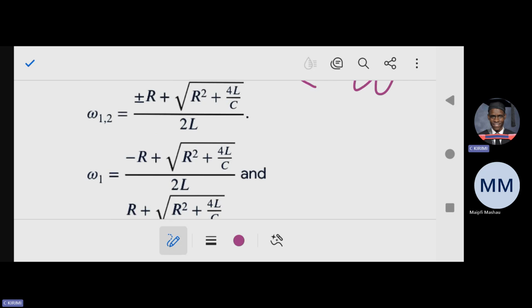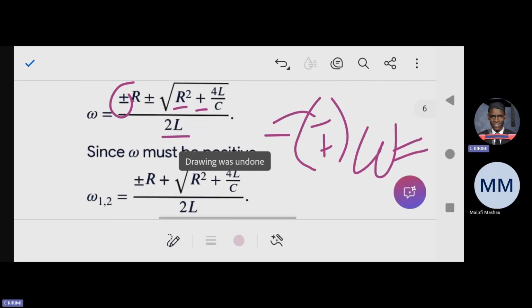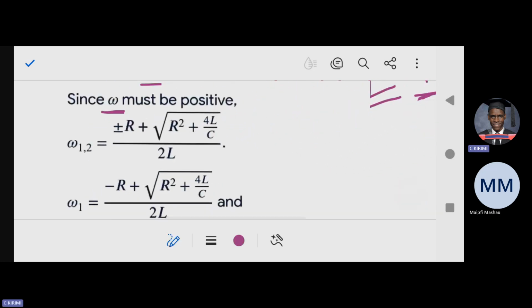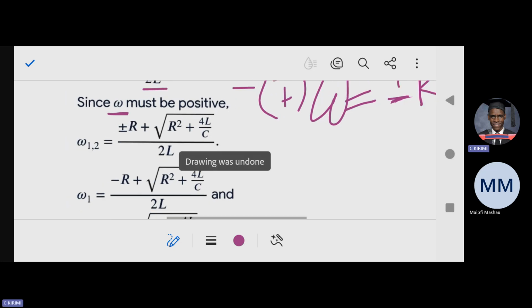After the R, instead of saying plus or minus, you remove the minus, since we want omega to be positive, because you can't have a negative omega. So since omega must be positive, we are no longer going to put a minus here. We are only going to put a positive. That's what they mean there.